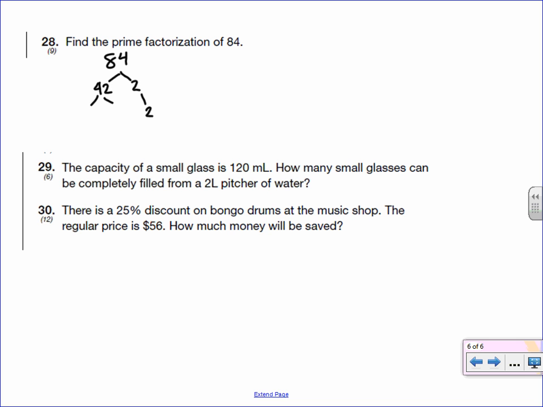Two numbers that multiply to give me 42 are 6 and 7. 7 is a prime number. Two numbers that multiply to give me 6 are 3 and 2. So the prime factorization is 2 times 2 times 3 times 7. And if we write that with exponents, we would have this be 2 squared, because there's two 2's being multiplied, times 3 times 7.